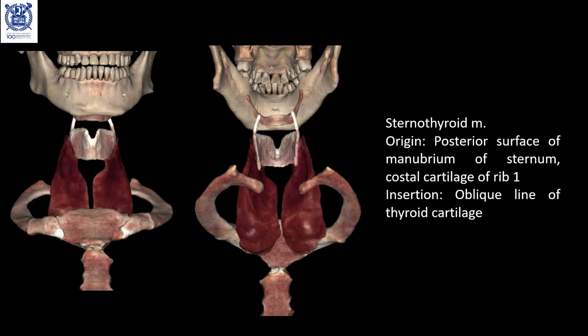It is in close contact with its fellow at the lower part of the neck, but diverges somewhat as it ascends. It is occasionally traversed by a transverse or oblique tendinous inscription. This muscle is innervated by the ansa cervicalis, and the arterial supply is from the superior thyroid artery. The sternothyroid muscle depresses the hyoid bone along with the other infrahyoid muscles.